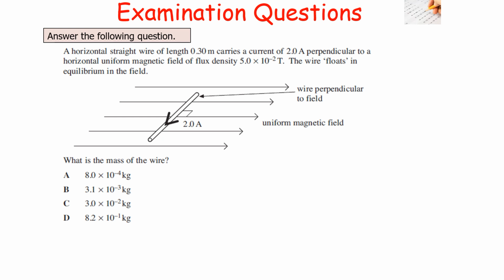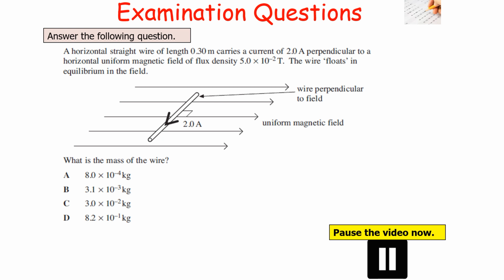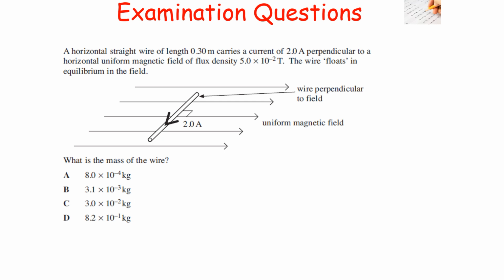The wire floats in equilibrium in the field. What is the mass of the wire? So pause the video now, then unpause the video when you want to go through your answer. Right, so in this one we know that the answer is B.